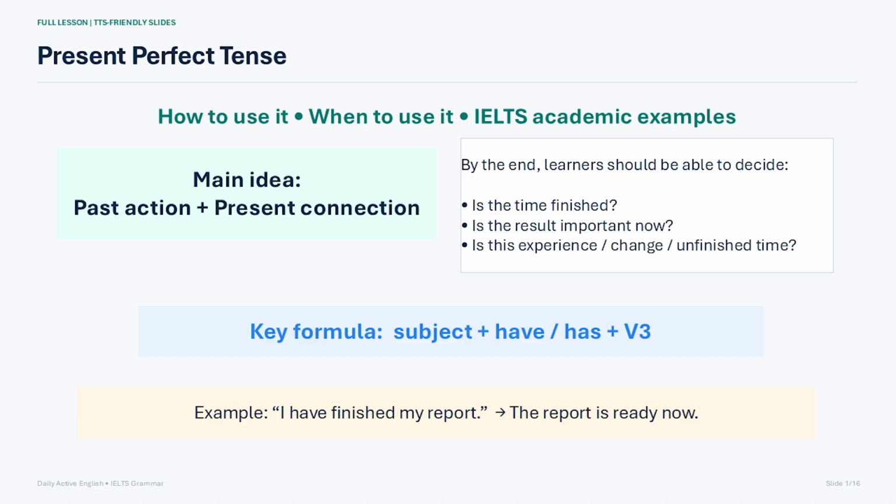But they still feel confused when they need to choose between the present perfect and the past simple. In this lesson, we will focus on meaning, real usage, academic examples, and IELTS-style writing. By the end of this video, you should understand not just the grammar rule, but the logic behind the tense.